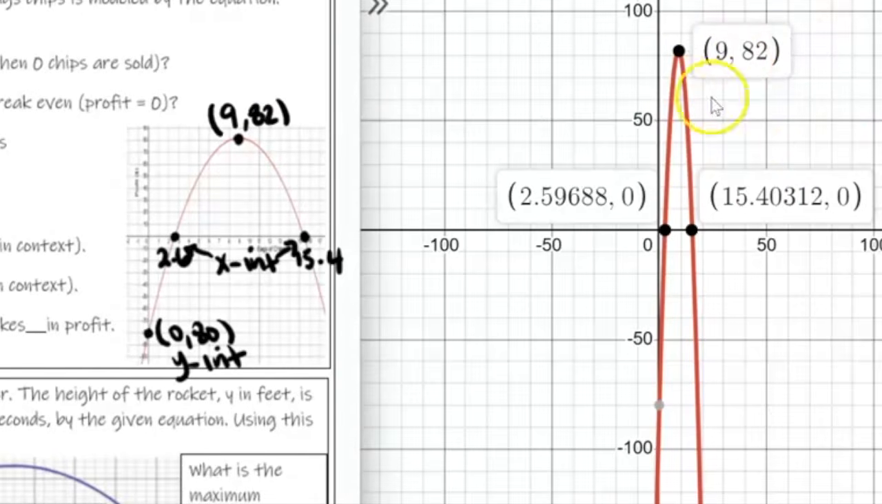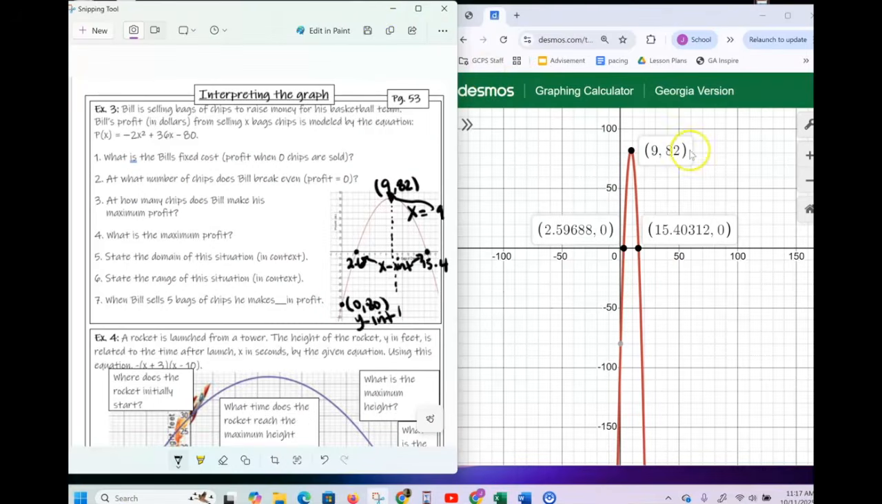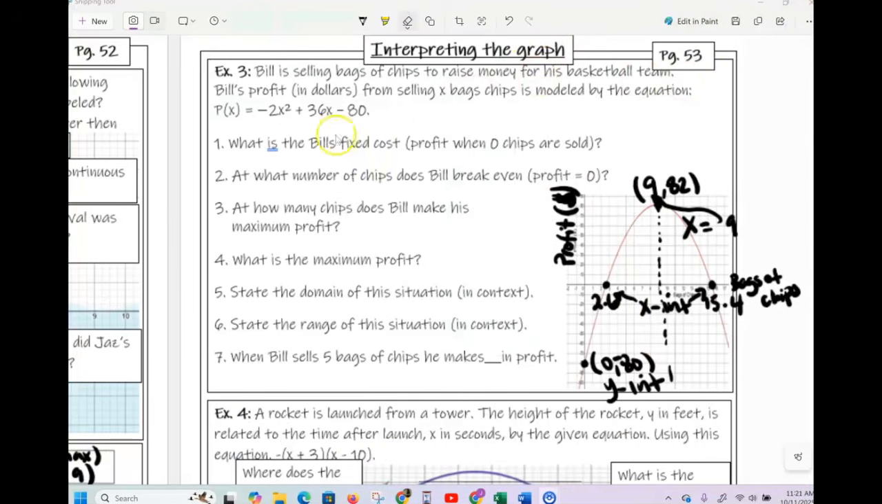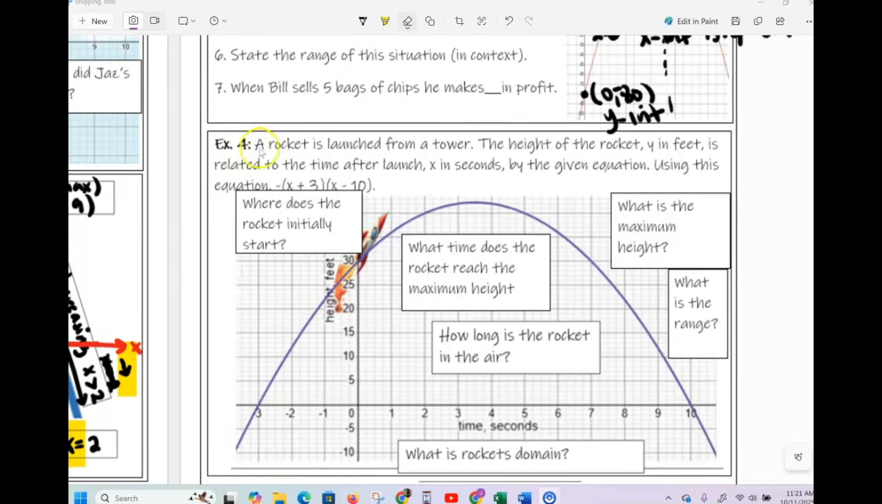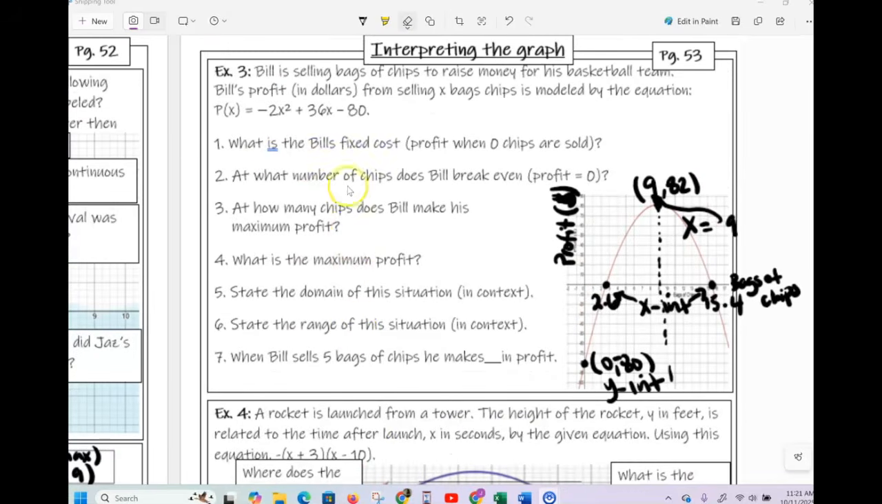All right, so that I have all the information I need. And remember, once I have the vertex, I have the what? The axis of symmetry, which is x equals the x value of the vertex. So x equals 9. All right, so now that I have everything I need from the graph, please go ahead and answer example 3 questions. And please make this correction to -80. And then also answer example 4 questions. So just think through what each question is asking and then go ahead and answer it. Let's practice.